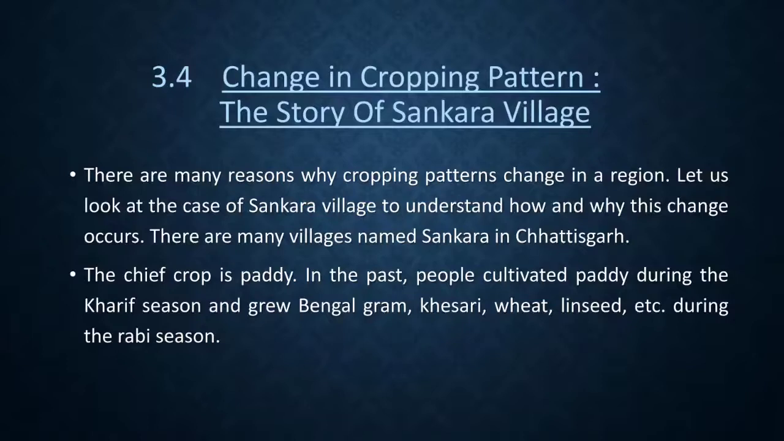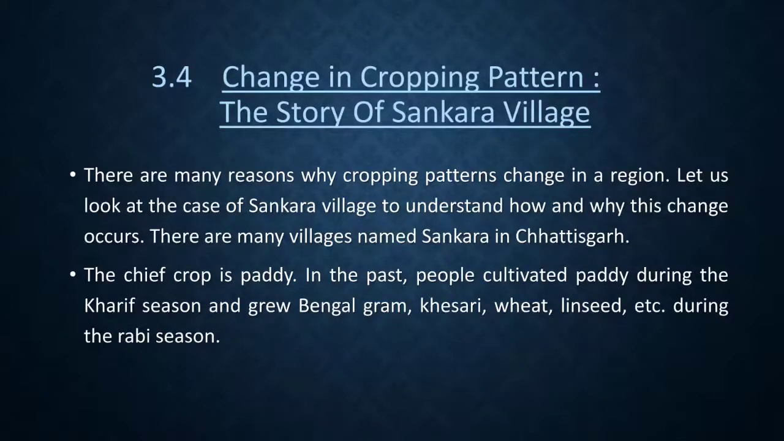Its inhabitants are engaged in many different occupations, but the majority are farmers. The chief crop is paddy. In the past, people cultivated paddy during the Kharif season and grew Bengal gram, khesri, wheat, linseed, etc. during the Rabi season. A little over 25 years ago, a dam was constructed across the Sondu river in the district. Canals from the Sondu dam brought water to the village. Farmers now didn't have to wait for the monsoon to irrigate their Kharif paddy crop. With irrigation, they also began cultivating paddy in Rabi as well.